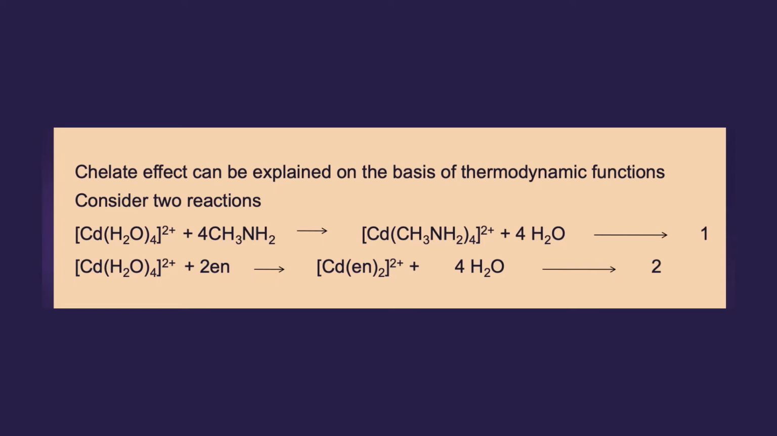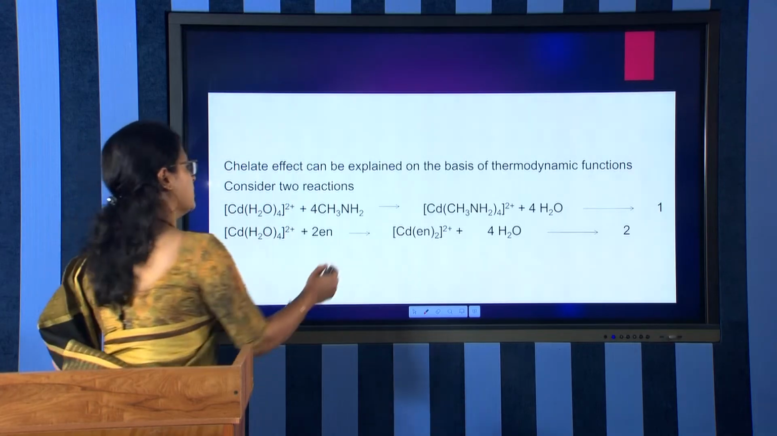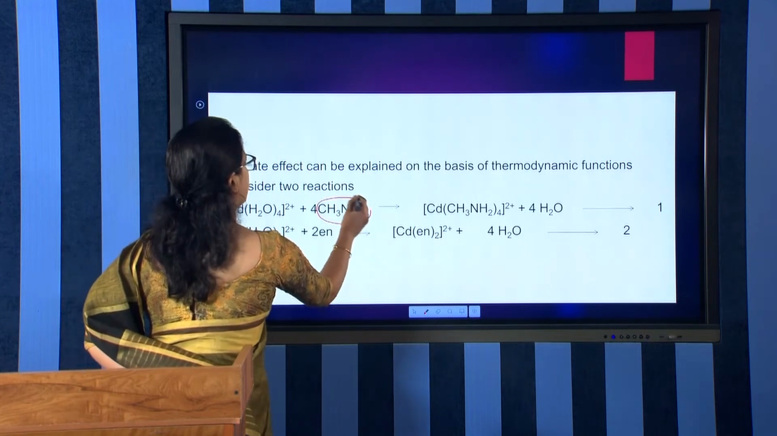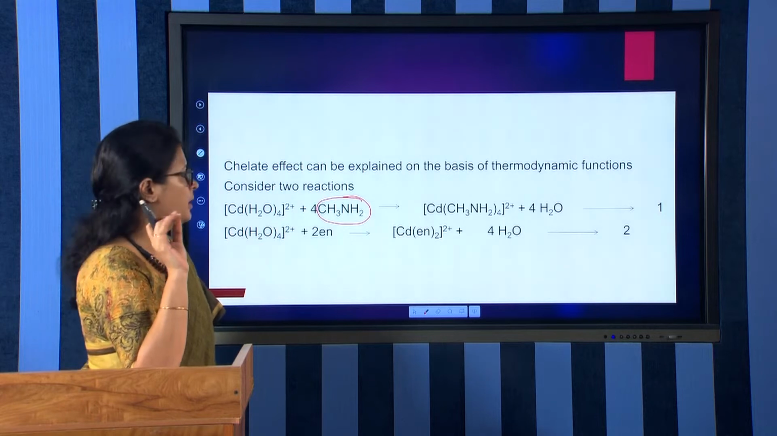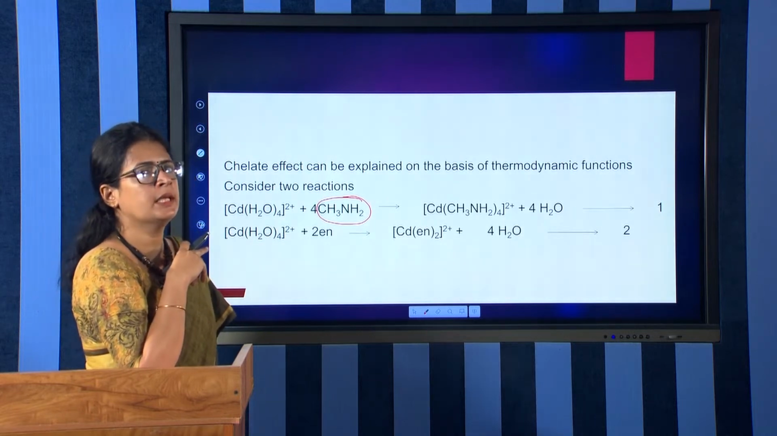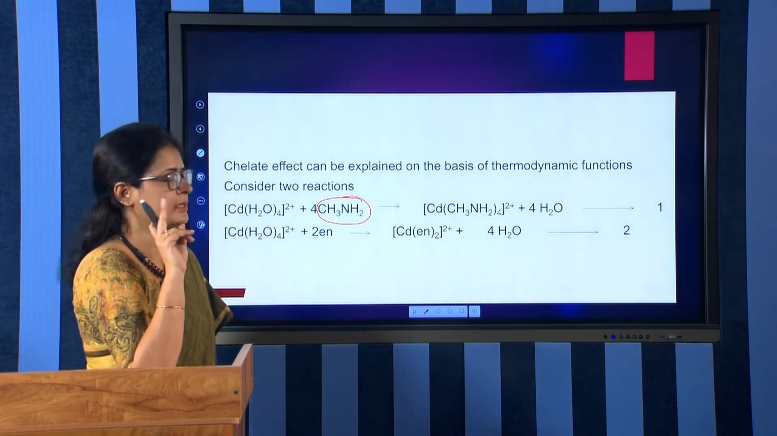Consider 2 reactions. The first is the cadmium aqua complex, Cd(H2O)4 2+, reacting with methylamine. This ligand is the methylamine ligand. It is a monodentate ligand, because 1 nitrogen atom is there. It is a single donor atom.